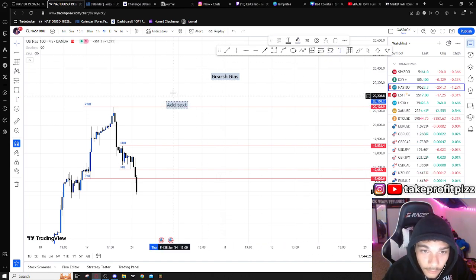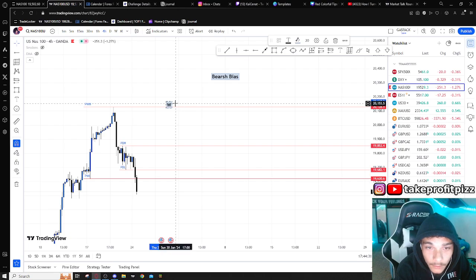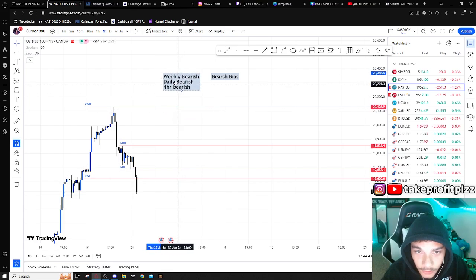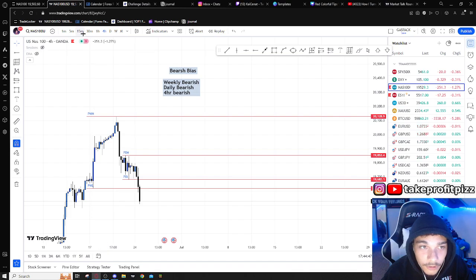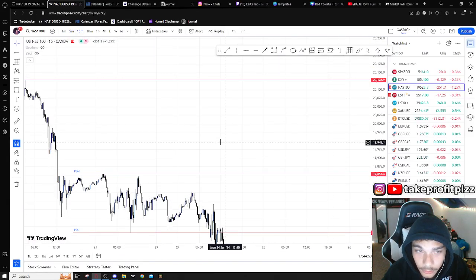I can't move that for some reason. We have the weekly, that's bearish. Daily, bearish. 4 hour, bearish. So we shouldn't be looking for anything else but sells. You always want to trade with the trend. So this is when we come down to smaller time frames. Let me mark up market open real quick.